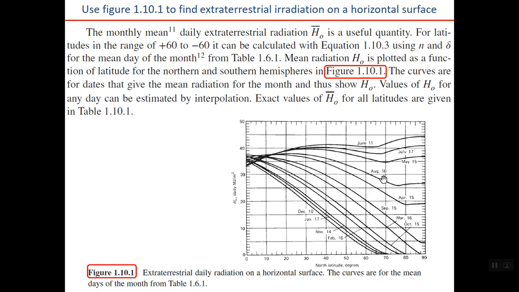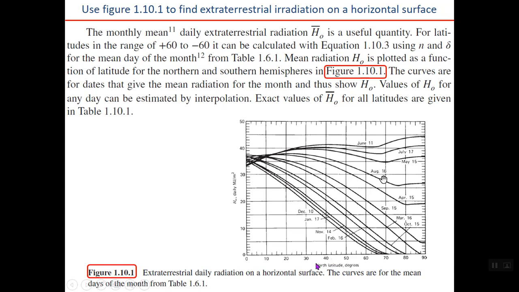Okay, let's go to method 2. If you remember, we had three methods to calculate H0. Method 2 is using equation figure 110.1 in your textbook. In your textbook there is a picture, as you can see here. This is the latitude. There's a similar picture for the southern latitude also, but we are in the northern latitude and northern hemisphere, so we use this figure.